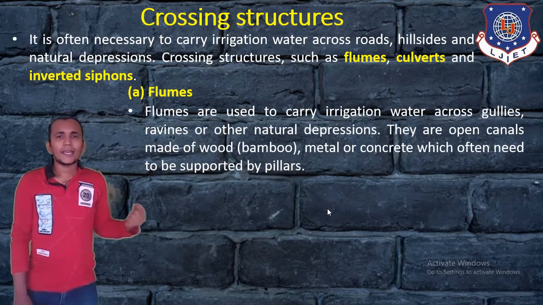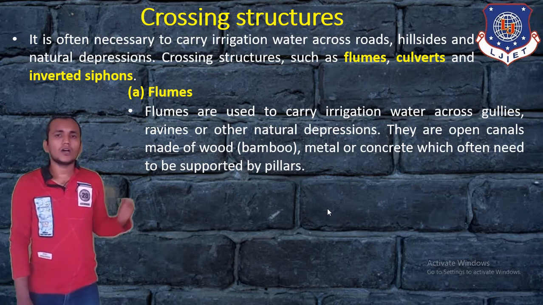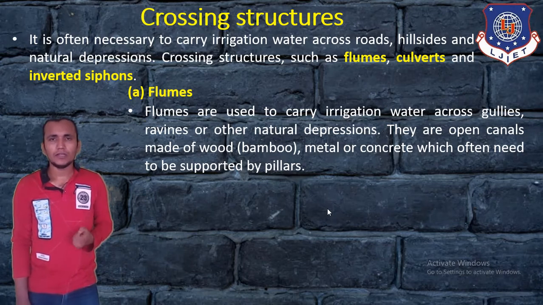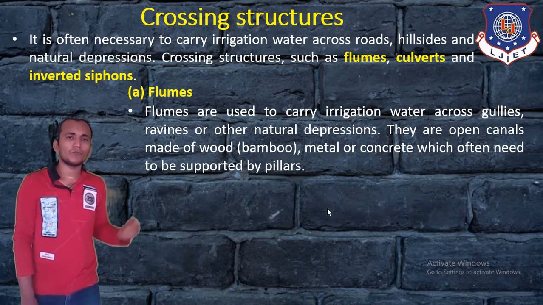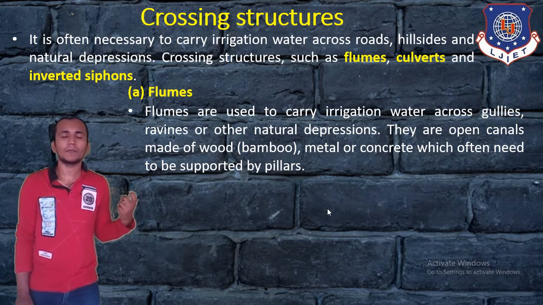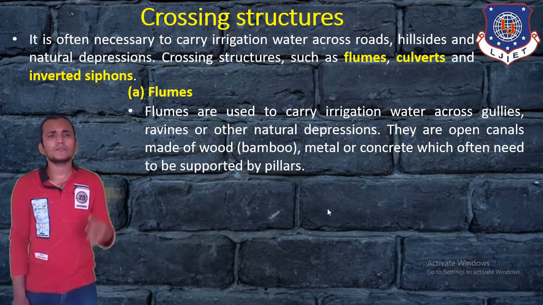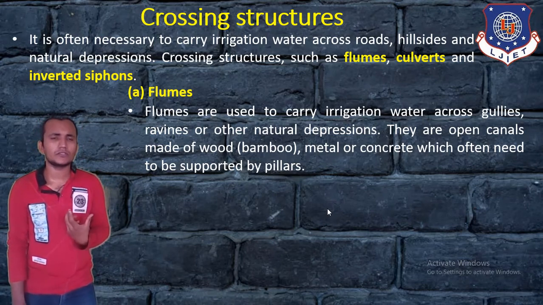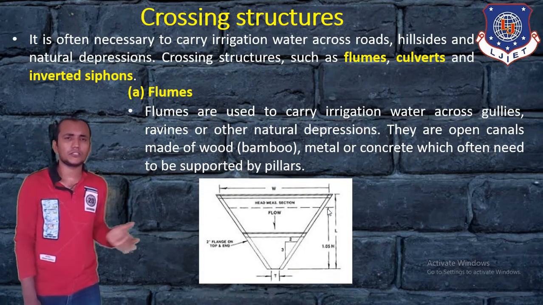Flumes are used to carry irrigation water across gullies, ravines or other natural depressions. They are often canals made of wood, bamboo, metal or concrete, which often need to be supported by pillars. So sometimes water can be controlled by using this kind of crossing structure. Here is the picture for the flumes.